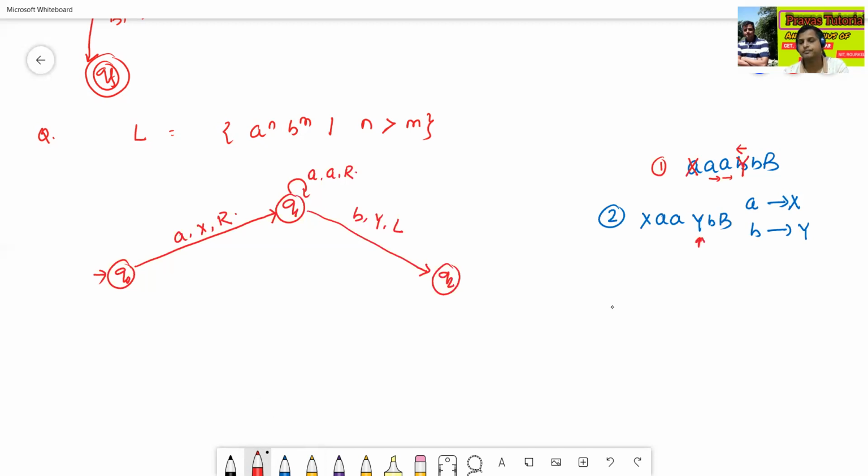Q2 just reads Y and skips it, moving left. Reading A, it also skips it, moving left. When Q2 reads X, it moves towards right.